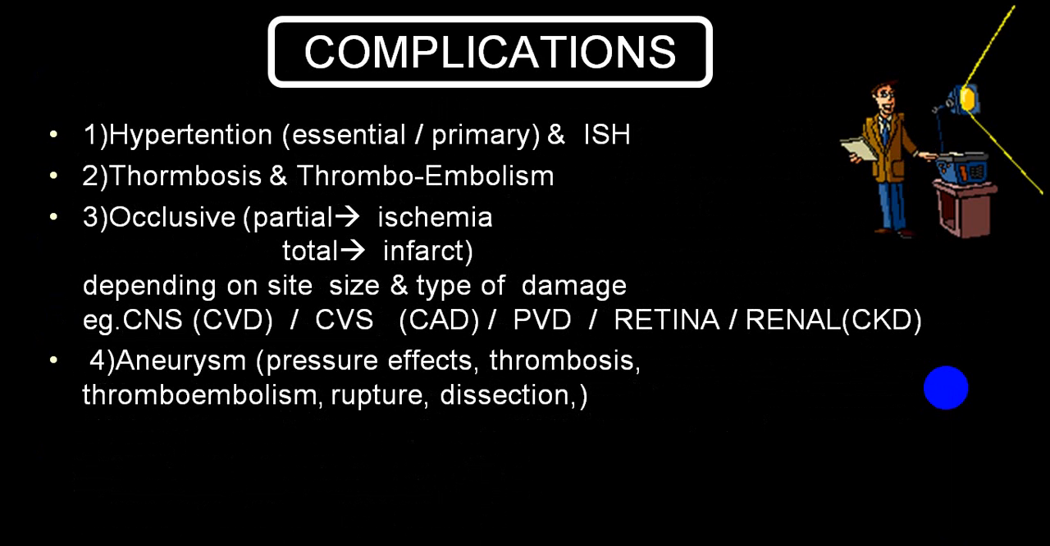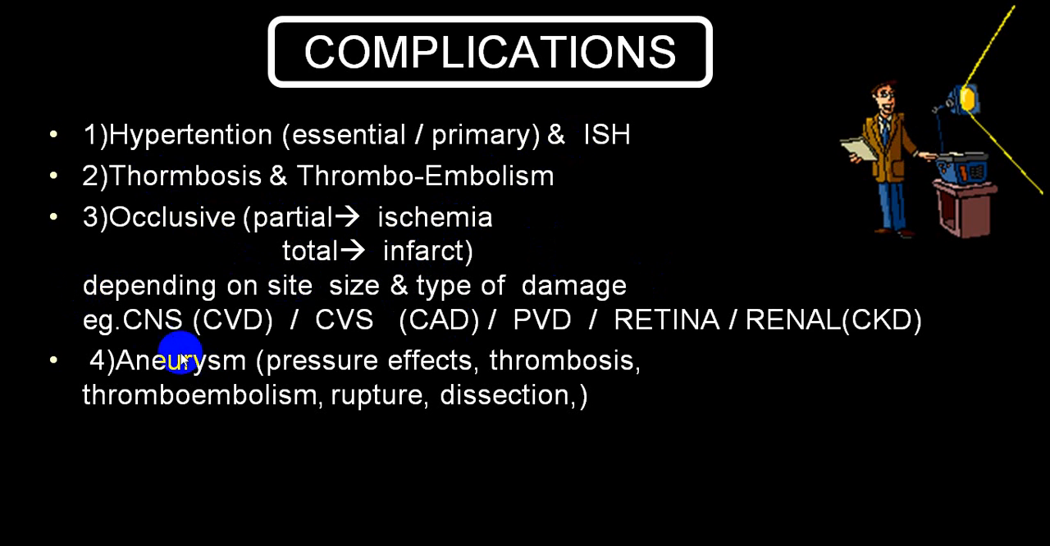As far as complications of atherosclerosis is concerned, the most common which we face in everyday practice is hypertension, which we label as primary. And if you got only systolic being elevated, we call as isolated systolic hypertension. As a complication of atherosclerosis, you come across plaque rupture, thrombus formation, thromboembolism. Partial occlusion gives rise to ischemic episodes, and total occlusion will give rise to infarcts.